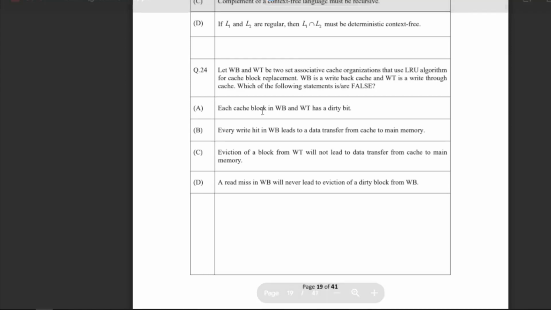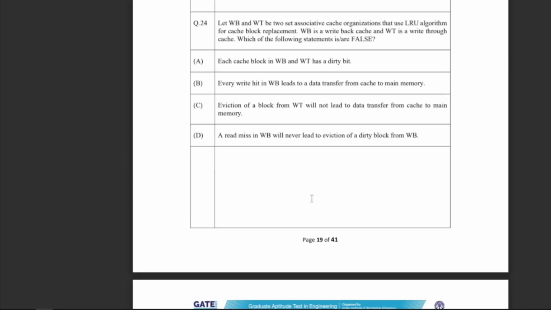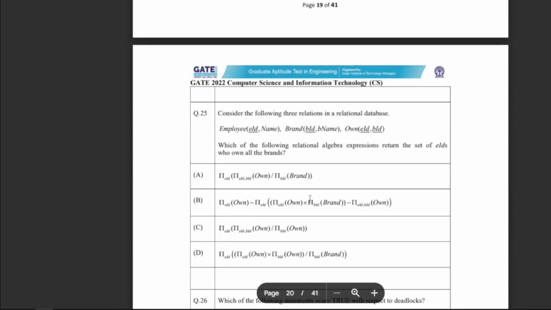A is: each cache block in WB and WT has a dirty bit. B is: every write hit in WB leads to a data transfer from cache to main memory, right? And D is: a read miss in WB will never lead to eviction of a dirty block from WB.